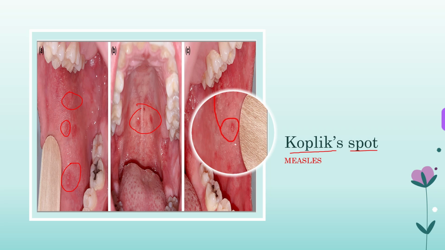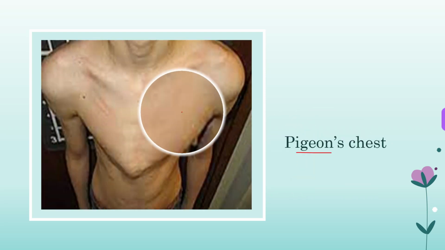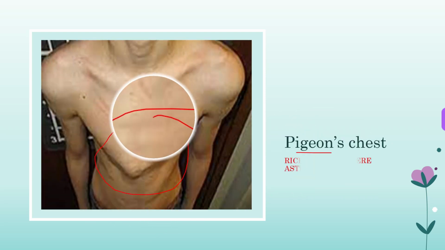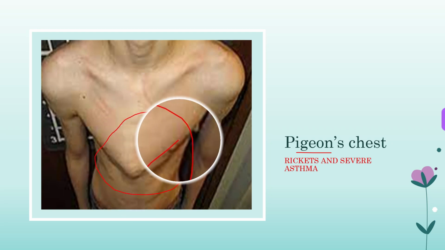Now next. Pigeon chest is found in rickets or severe asthma in childhood. Okay, so pigeon chest is found in rickets and severe asthma in childhood.